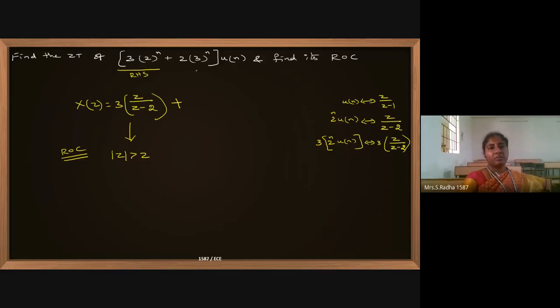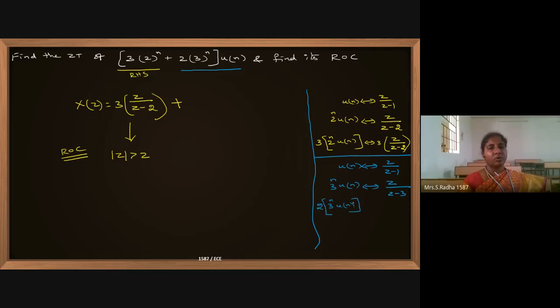For the second term, we have 2 into 3 power n u of n. U of n means you will have z by z minus 1. So 3 power n u of n means you will have z by z minus 3 as the z transform. If you are simply having a constant value multiplied, that constant will not disturb the z transform or the ROC. So you can maintain that constant as it is, 2 into z by z minus 3. This is for the second term.